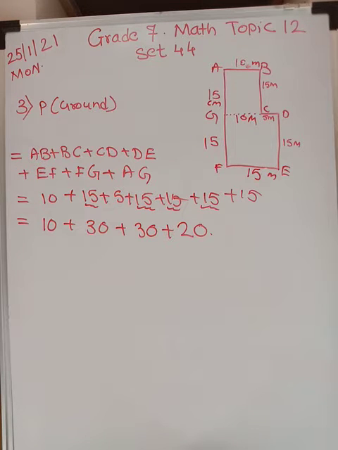Good morning, grade 7. We were doing set 44. The first two problems we have already done, and this is the third problem which we are doing. This is the diagram which has been given, and we have been asked to find the perimeter of a playground.